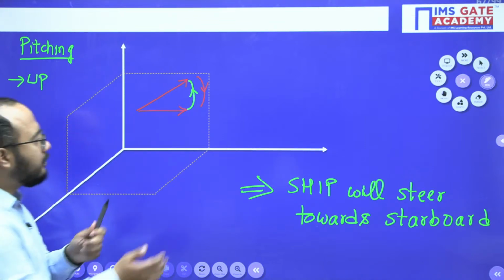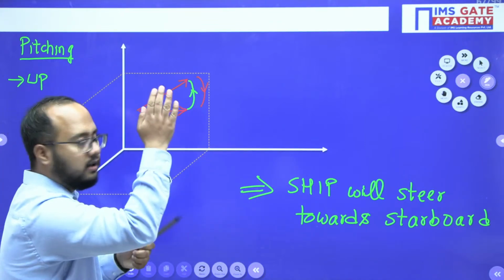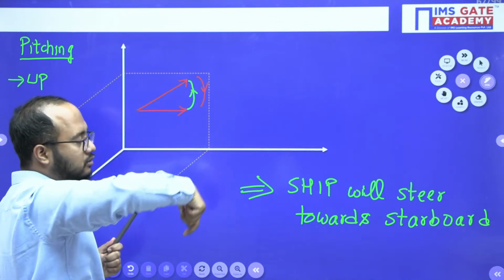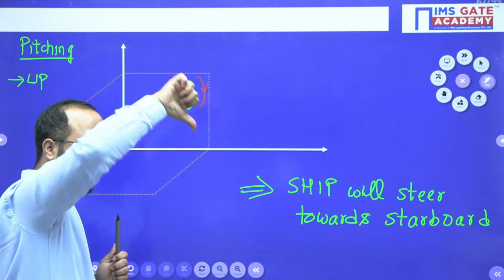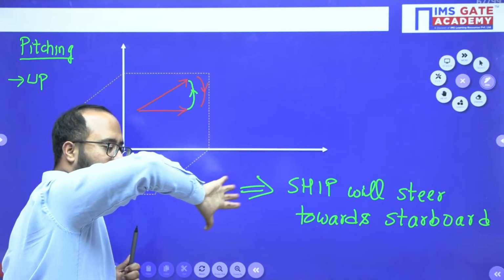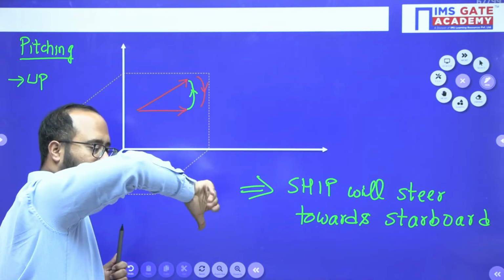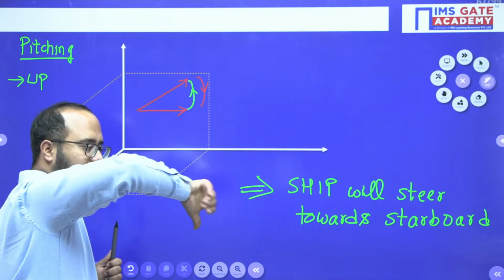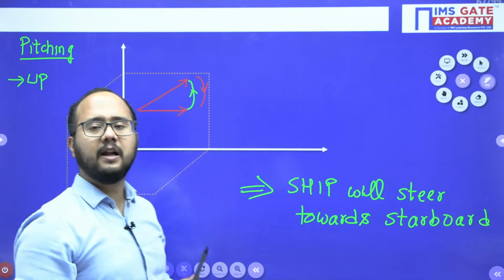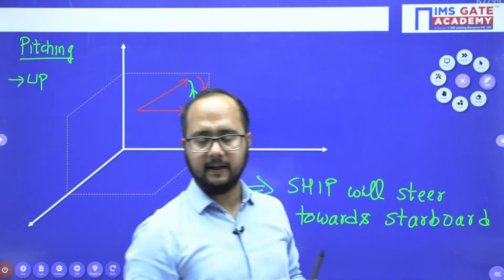So pitching up, rotation vector goes up. Active gyroscopic couple, reactive gyroscopic couple. Reactive gyroscopic couple arrows down. So we'll keep our thumb in the downward direction. We'll see the rotation of the finger, how the fingers are curling. So based on that we'll say my ship will move like this. Now if the ship moves like this, what will happen? It will move towards starboard only.